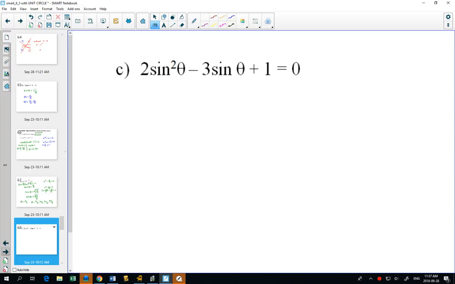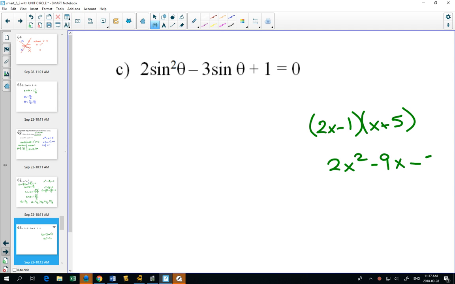Like if I wanted to factor something, for example, if I have 2x minus 1 times x plus 5, if I multiply that out, you see that you're going to get 2x squared. Mental math-wise, are you okay if I do this next step and go minus 9x minus 5? What's the acronym you use to remember how to multiply something like that? FOIL. Okay?